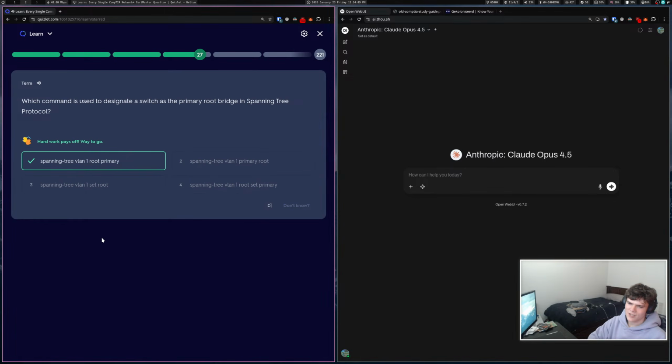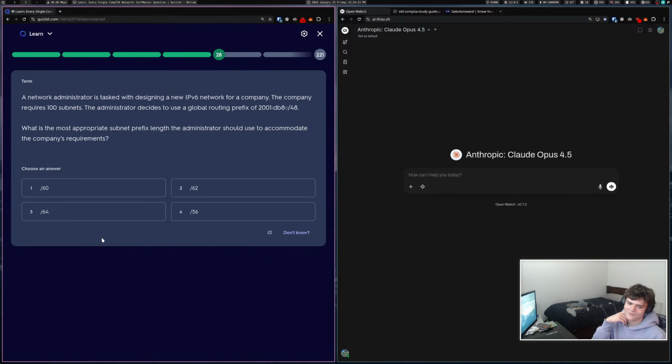Oh god, root primary? A network administrator. You know what they say. What do they say? IPv6 network for a company. The company requires 100 subnets. Attention is all you need. That's funny. Wow, it's like the DeepMind paper. That's awesome.